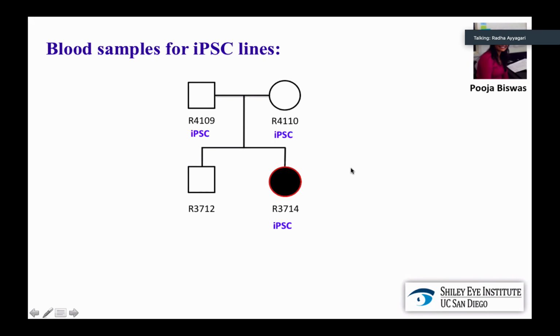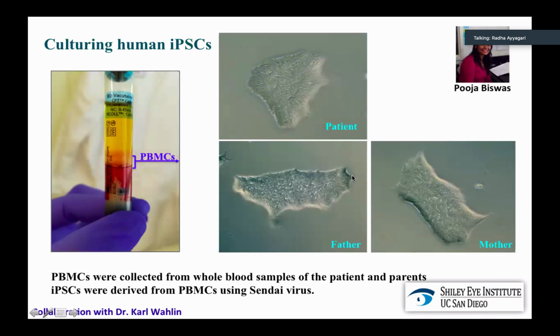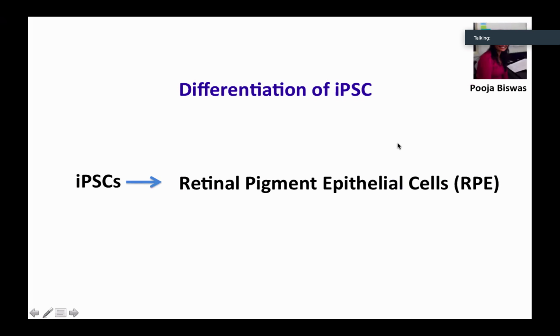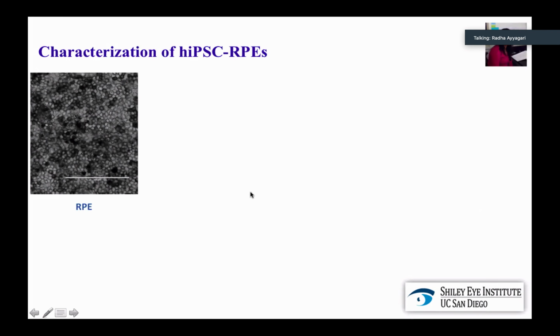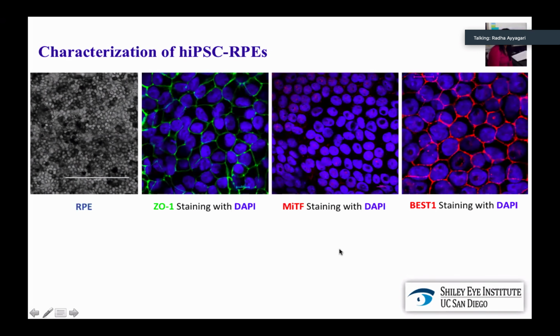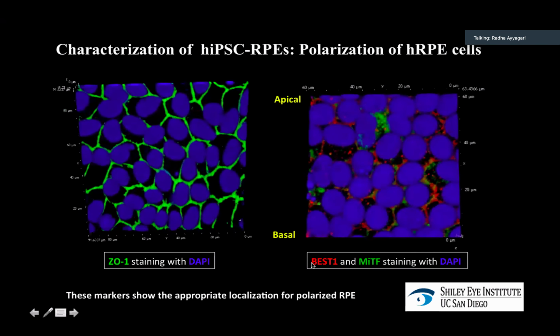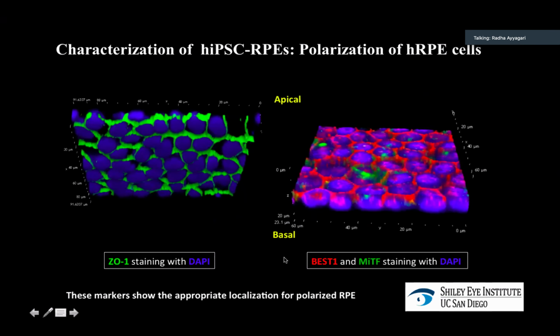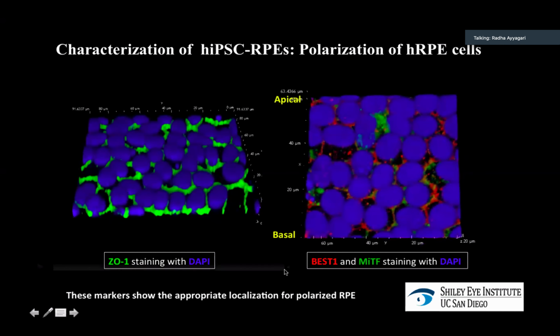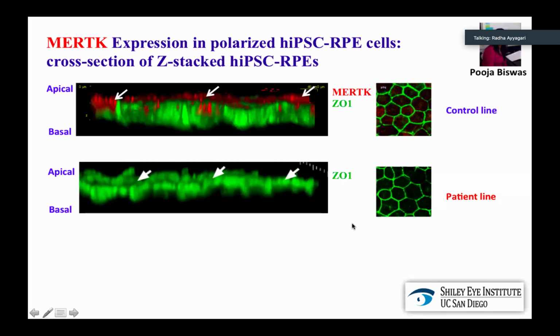To study the impact of these mutations, we used the iPSC model. We have the blood samples of the father, mother, and this affected individual, and we generated iPSCs from the PBMCs, and we characterized them using standard methodologies, and we differentiated these to RPE. These RPE were characterized for the presence of markers like ZO1, BEST1 and MITF. And we also established the polarized nature of these cells using BEST1 and ZO1 markers. Now that we have these cells, we utilized these for further studies.